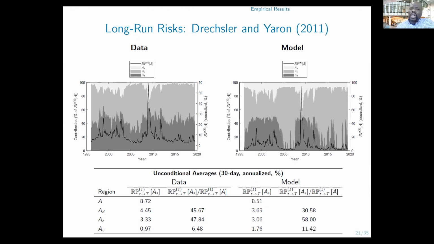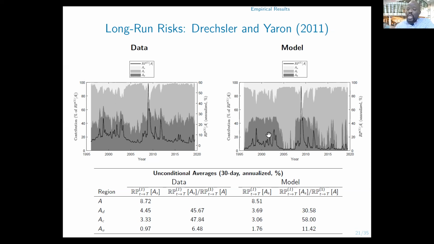Okay. So now let me go to the Drechsler-Yaron model. Again, we get results from the data. We also get the decomposition from the model. And we know that the Drechsler-Yaron model is one of the successful models out there, more like an extension of the long run risk model. But it assumes also a higher order moment as well. So here, this model is also not close to the data.